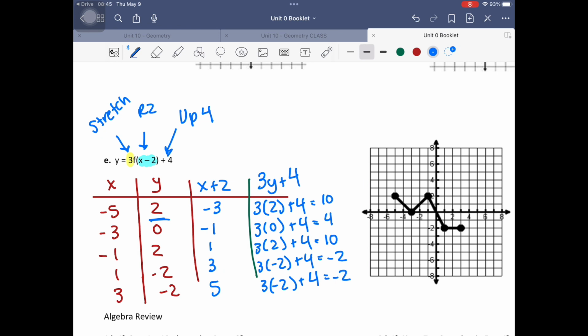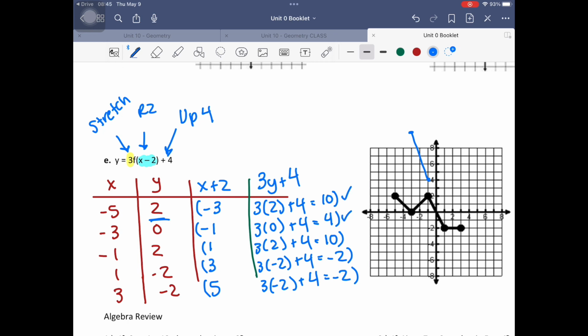So these are my points right here: negative 3, 10; negative 1, 4; 1, 10; 3, negative 2; 5, negative 2. Let's go ahead and plot those. I need to find negative 3 and 10, which is way up here. Then I'm going to have negative 1, 4, which is right here. The first line is going to be like this. And then I did this one, I did this one.